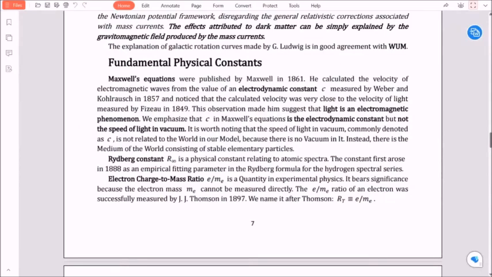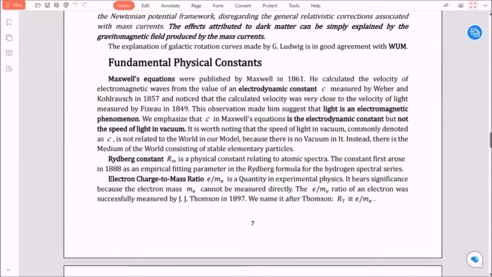We emphasize that C in Maxwell equations is the electrodynamic constant, but not the speed of light in vacuum. It is worth noting that the speed of light in vacuum, commonly denoted as C, is not related to the world in our model, because there is no vacuum in it. Instead, there is the medium of the world consisting of stable elementary particles.